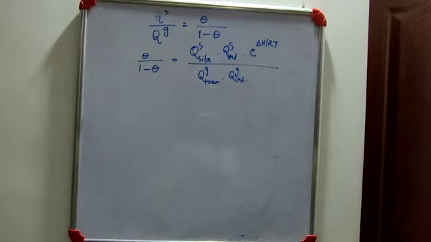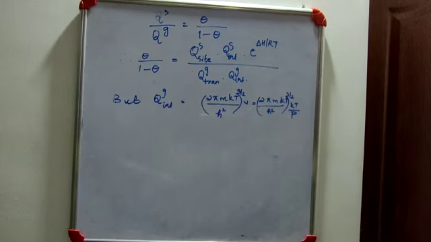We have already obtained qs by qg earlier, when we found the partition coefficient terms. Equating the two, we will get theta by 1 minus theta is equal to QS site into QS internal into e raised to delta h by RT divided by QG translational into QG internal.